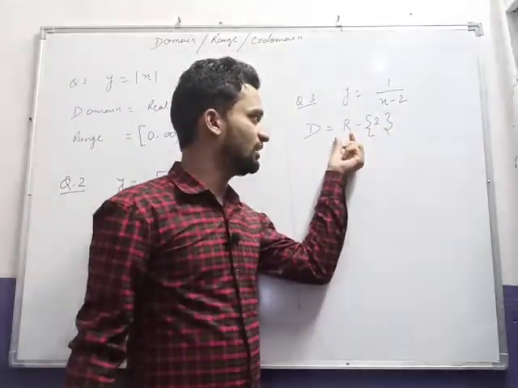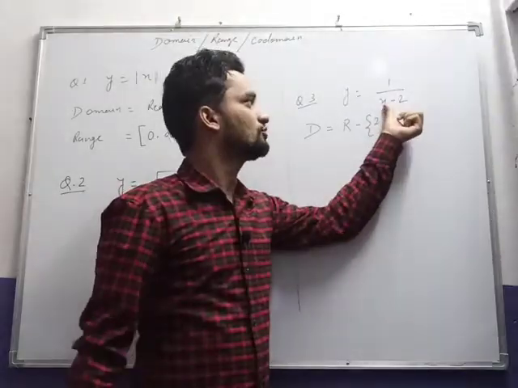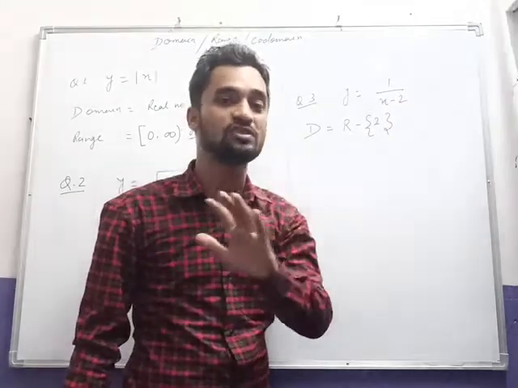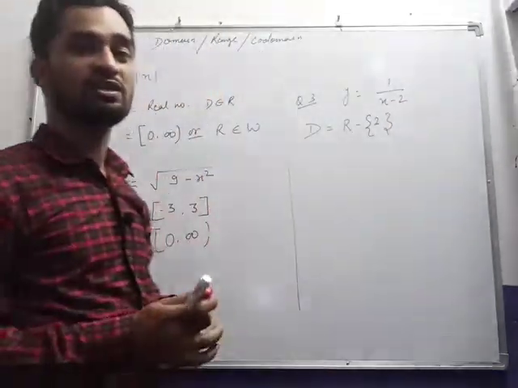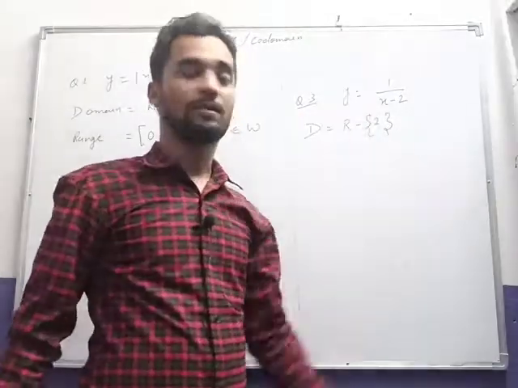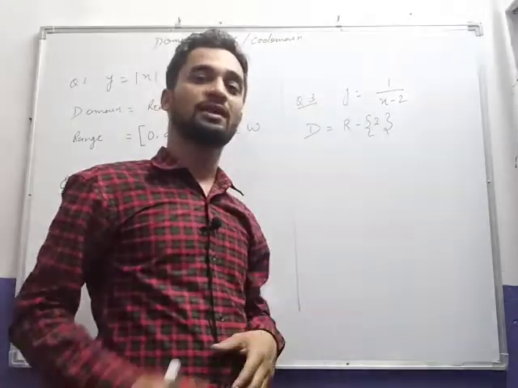सारे रियल नंबर ले सकते हैं, लेकिन सिर्फ उसमें से क्या नहीं ले सकते, +2 यहाँ रखेंगे तो +2 -2 मिलकर 0 होगा, and 1 by 0 is not defined. So domain for this function will be what, real numbers minus 2.